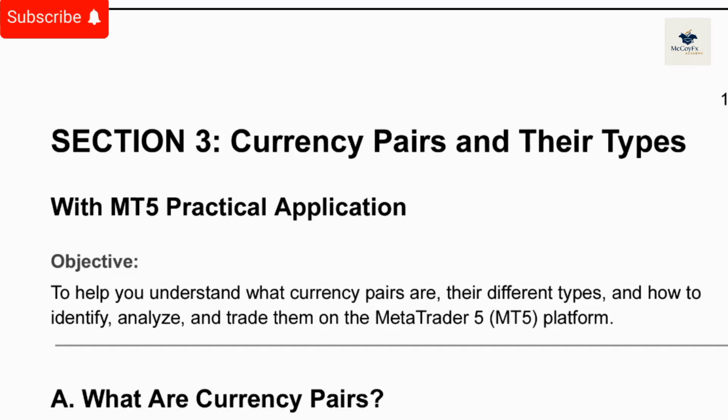Section 3, Currency Pairs and their types, with MT5 practical application. This section is to help you understand what currency pairs are, their different types, and how to identify, analyze, and trade them on the MT5 platform.